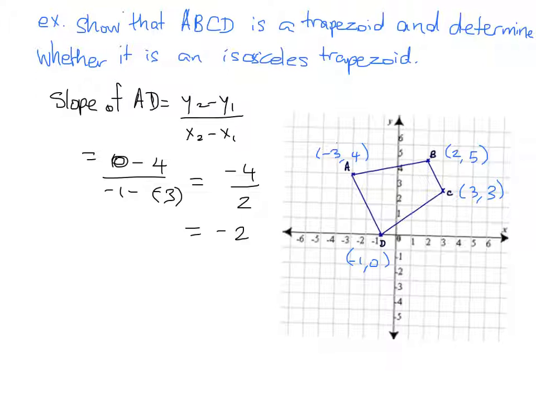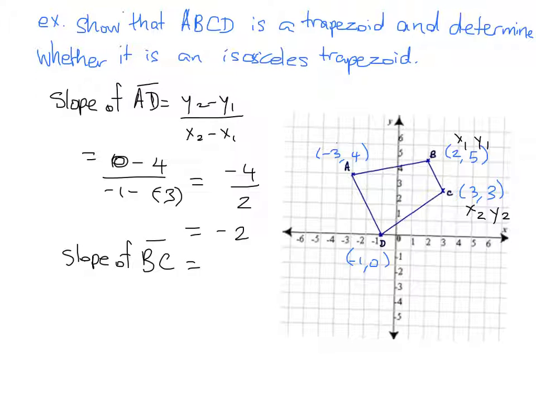So let's say that this is x1, y1, x2, y2. Again, what we're trying to do is figure out if this line that we just found a slope for and this line that we're about to find a slope for are parallel to each other. So let's go ahead and plug in for the slope of BC. And those are segments, so let's put that there.